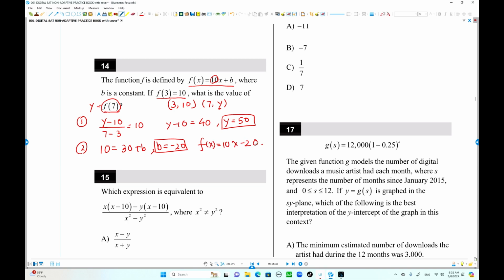That's the equation. But at this point, when x is 7, what is the value of y, okay? Put this number, x is 7. 70 minus 20 equals 50. Okay, you can use either of these, okay?